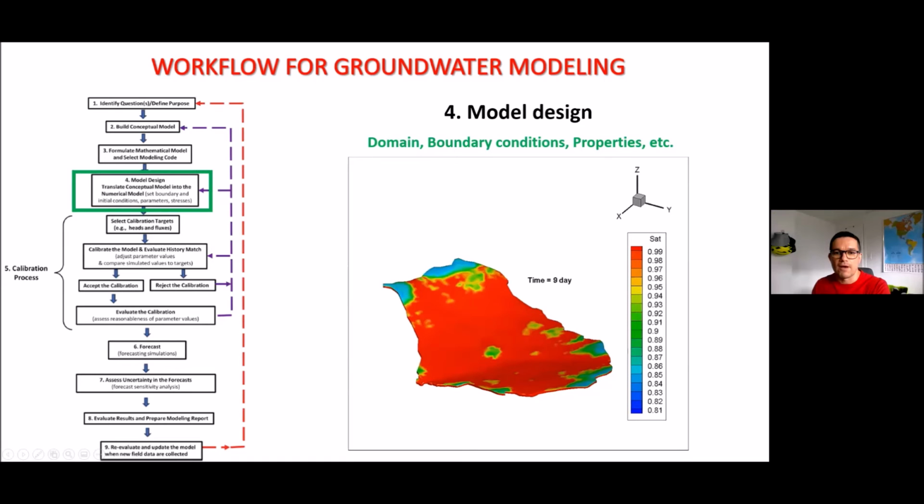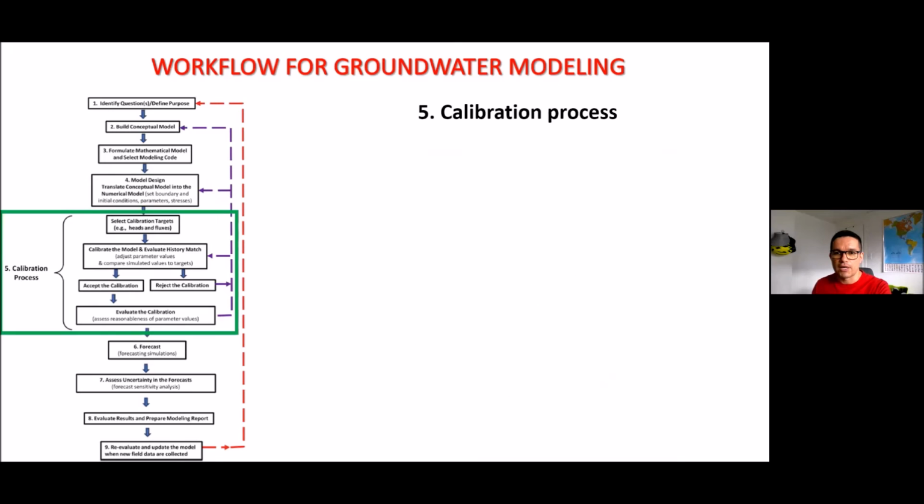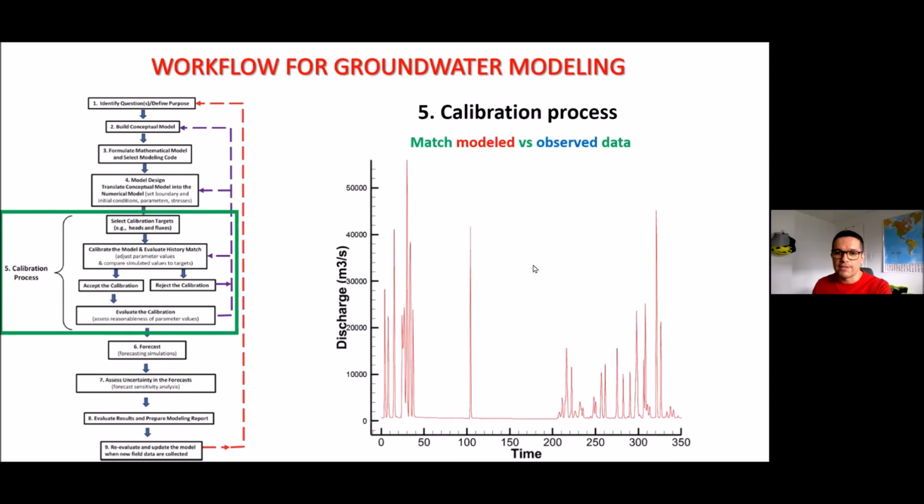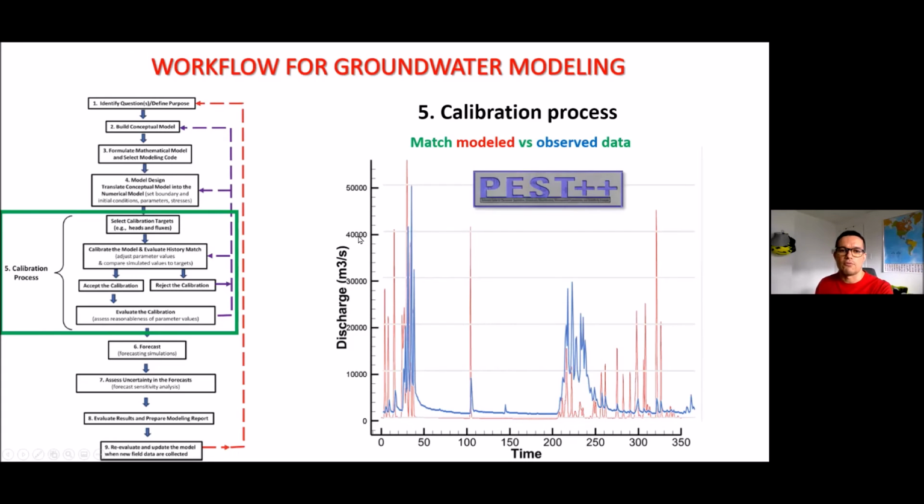Then we have to calibrate that model. That is a real challenge. Calibrate is to match the model outputs of my model and we compare with my observed data. That is the data that we're measuring in the field. And we can do that manually or using automatic tools like PEST.